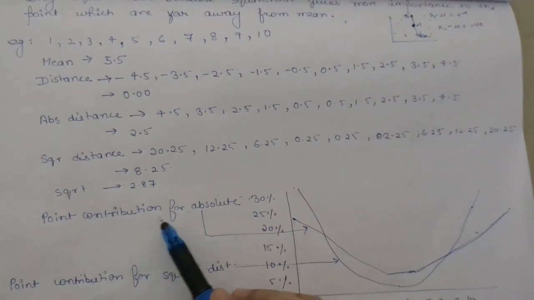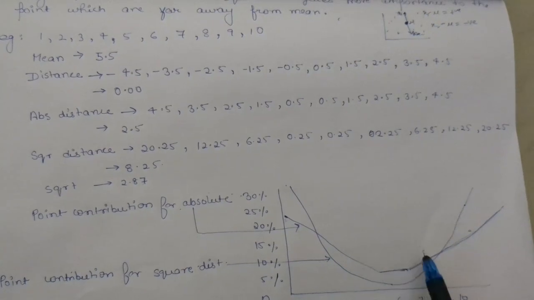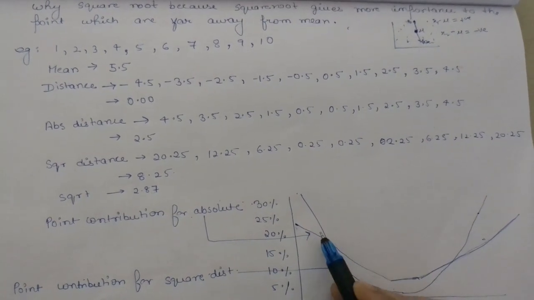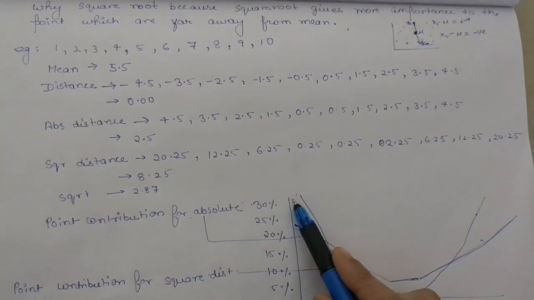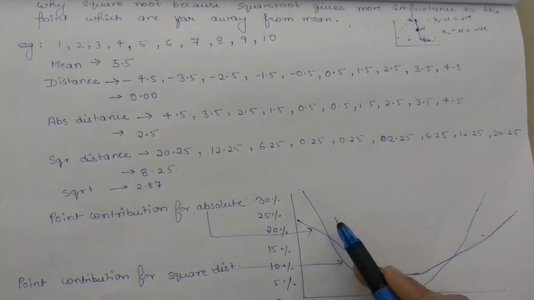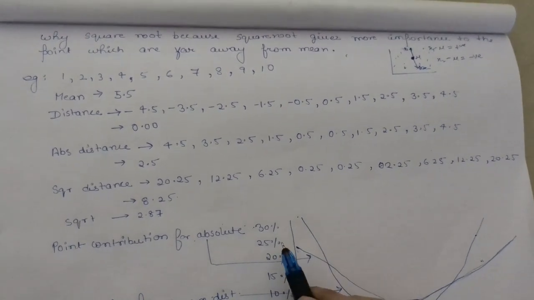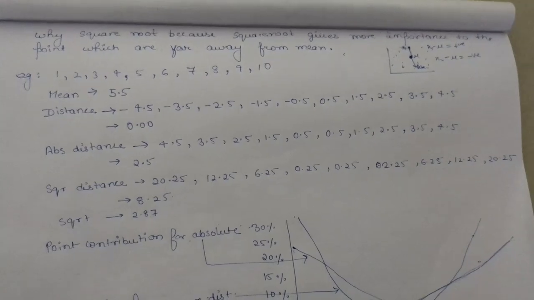While in the case of point contribution for absolute, which is shown by this exponential curve, you will see that this curve is not touching the extreme value, that is the value which is far away from the mean. This is the reason why we are taking the square in the case of standard deviation and not the absolute value.